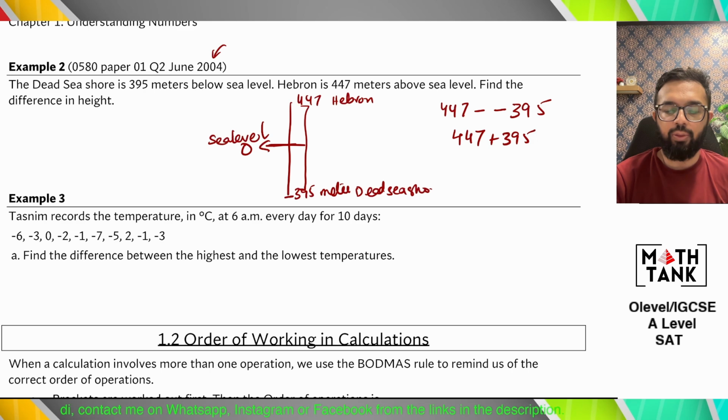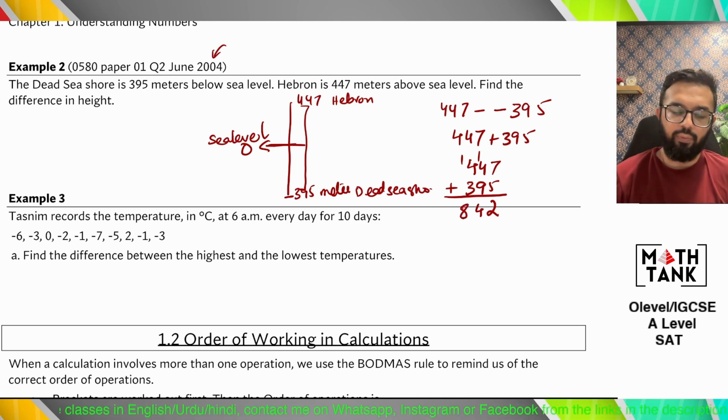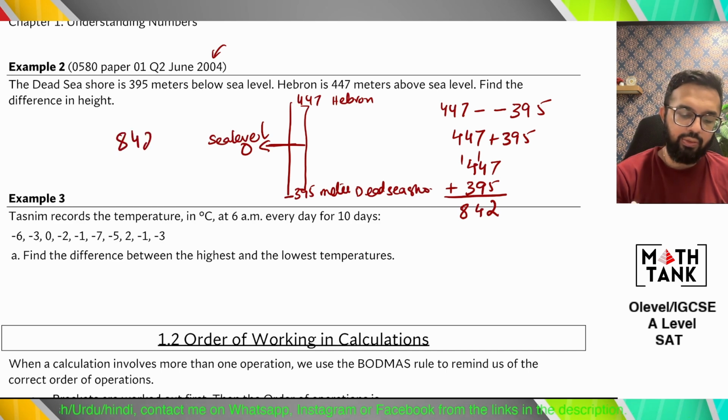Now, in the older papers, you were allowed a calculator on such questions. But in the new IGCSE syllabus, you won't be allowed to do that. So let's add manually. 13, 14, and that gives you 5 and 3, 8. Okay, 842 meters is the difference in height.